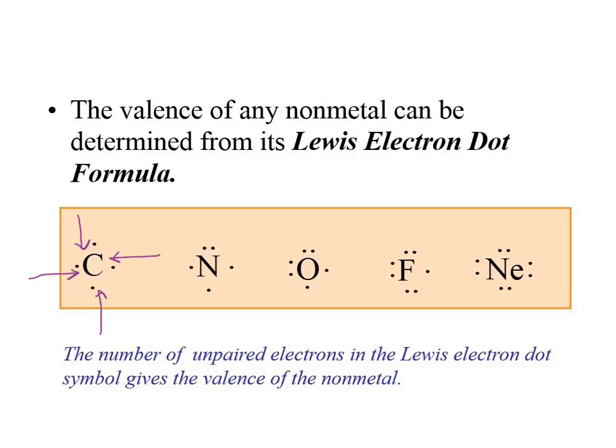Nitrogen has 5 valence electrons, so I have room to park 3. Oxygen has 6 valence electrons, I have room to park 2. The halogens have 7 valence electrons, I have room to park 1. And there is no room for the rare gases, for neon.